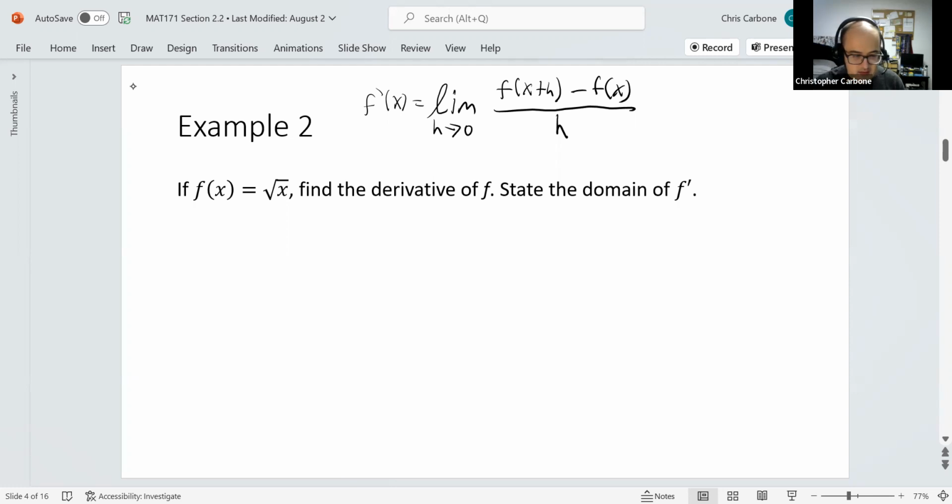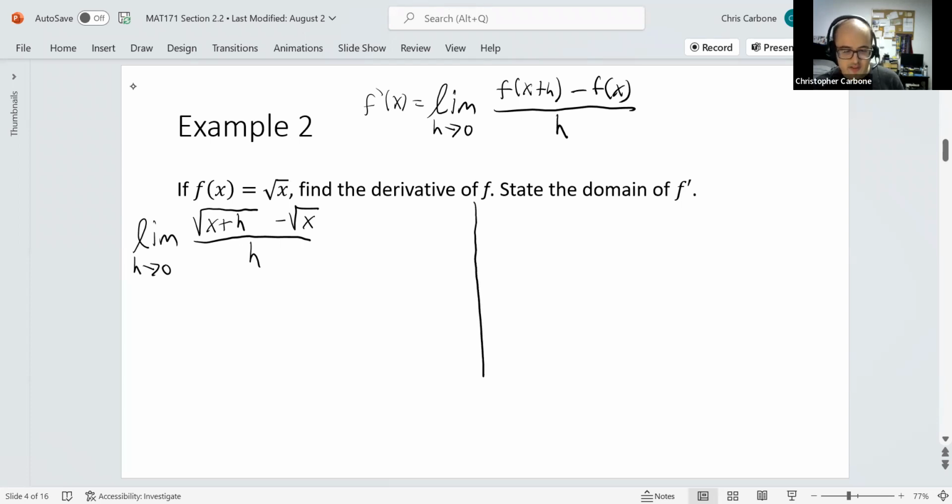So putting that in, we have our function. This is the limit as h approaches 0 of the square root of x plus h minus the square root of x, divided by h. And now we need to simplify this a bit so we can actually get a limit. So let me do the work here on the right-hand side since it's a couple of steps.